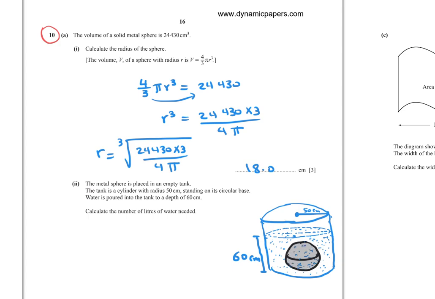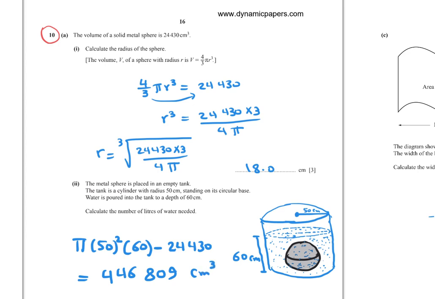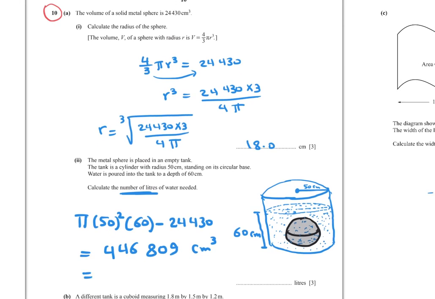So volume of cylinder is pi r squared times height, so pi times 50 squared times the height, which is 60, minus the volume of the sphere, which is 24,430, equals 446,809 cubic centimeters to the nearest unit. Now to convert to liters, because I need the number of liters, divide by 1,000, so equals 447 liters to 3 significant figures.